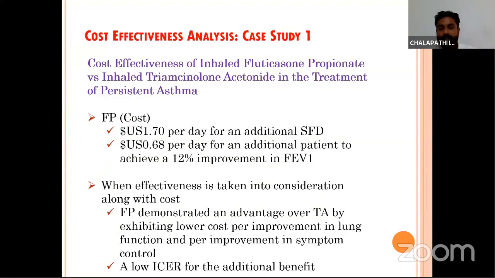So finally, when they do a cost effectiveness analysis, what they found is that FP demonstrated an advantage because to get 1 extra outcome, they have to pay $1 for SFD. And for FEV1, they have to pay 0.68. So what they interpreted was that the outcome was higher. If you read the original article, I can share it with you, there was a difference of more than 12%. FP demonstrated around 53% improvement and the other group only 32%. So this much, a 21% difference, was there in the outcomes. To get that much, they have to pay only 1 rupee. So what they finally said is that FP has a better effectiveness, or better cost effectiveness, when compared to TA. This was the final calculation.